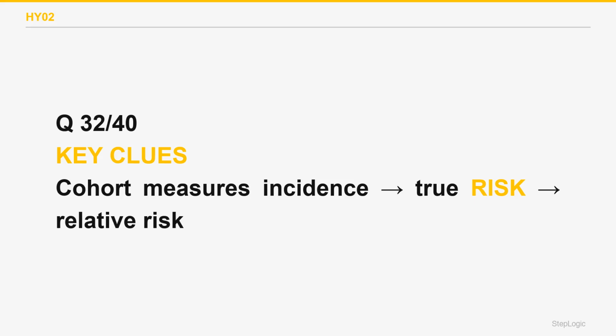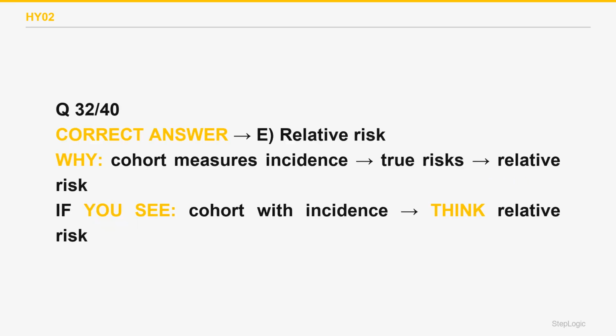A cohort study follows groups forward and measures incidence directly, so you can calculate true risks in the exposed and unexposed and form their ratio, the relative risk. Being able to compute actual risk is the defining advantage of a cohort over a case control study. The correct answer is E.